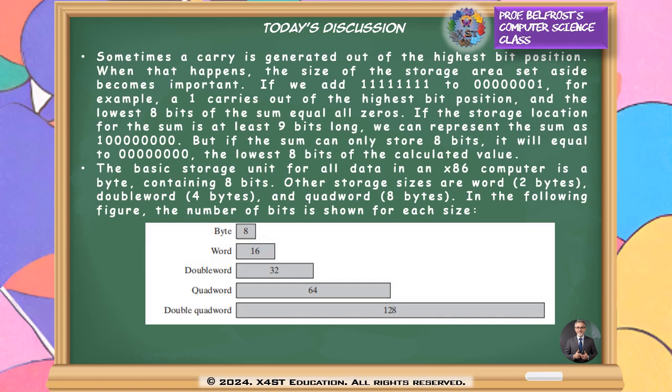Sometimes a carry is generated out of the highest bit position. And when that happens, the size of the storage area set aside becomes very important. If we add 11111111 to 00000001, for example, the 1 carries out of the highest bit position and the lowest 8 bits of the sum equal all zeros. If the storage location for the sum is at least 9 bits long, then we can represent the sum as 100000000. But if the sum can only store 8 bits, then we will lose the one.